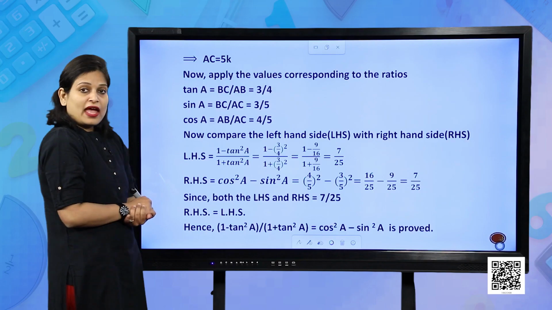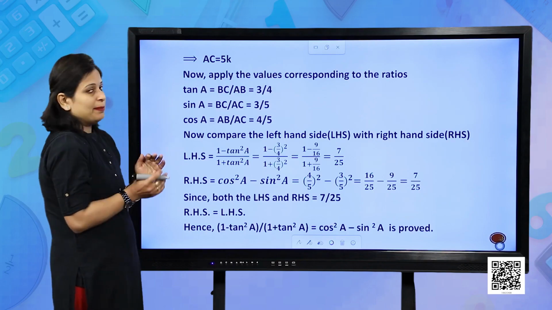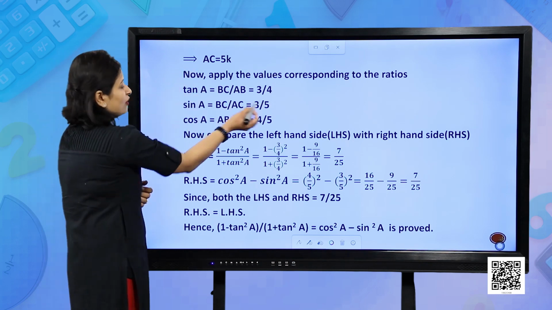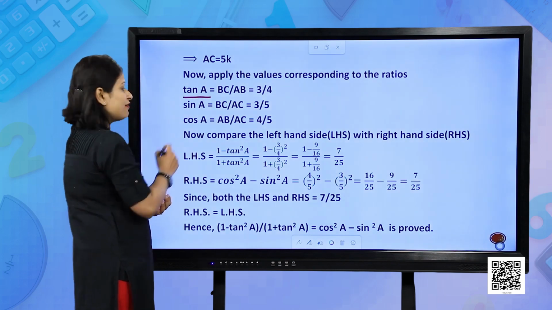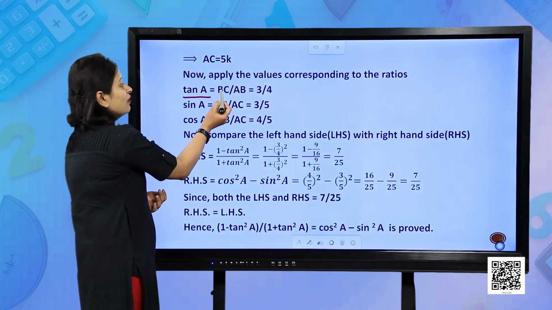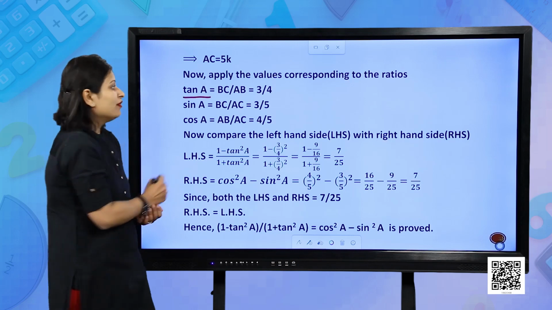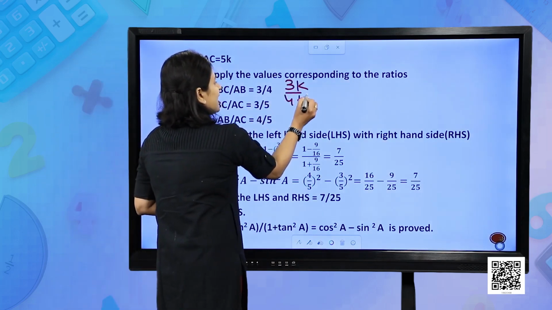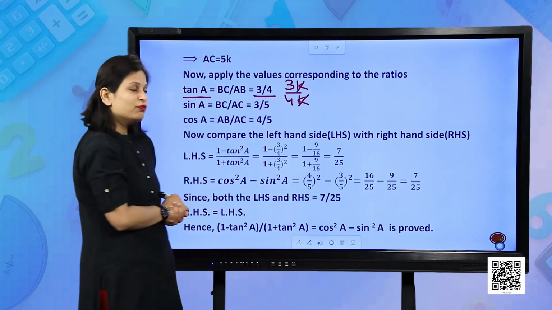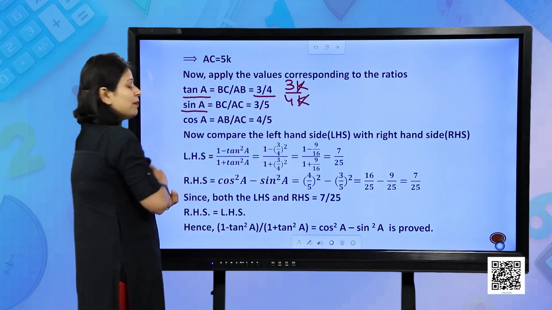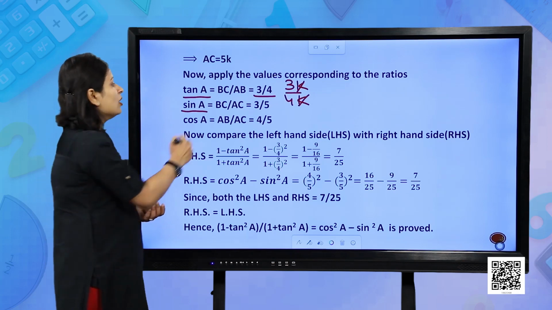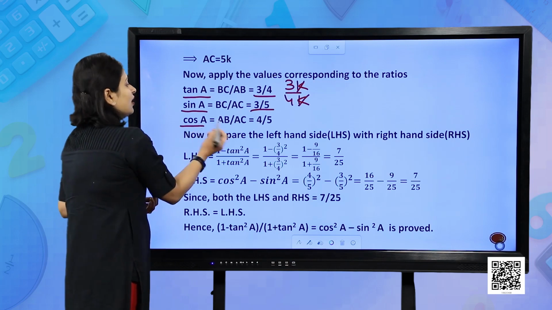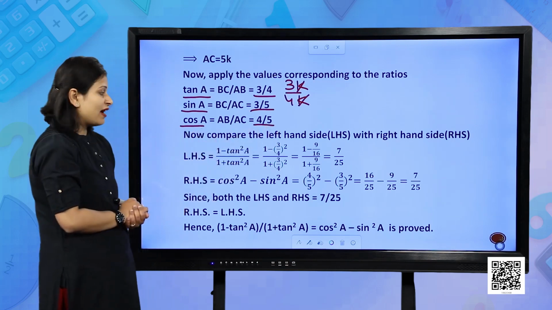Now, as you have the values of AB, BC and AC, you can substitute these values in the trigonometric ratio definitions, which is tan A, which is BC upon AB. So you will get 3k upon 4k, just cancel it out, you will get 3 by 4. Similarly, sin A is perpendicular upon hypotenuse, so BC upon AC, you will get 3 by 5. Cos A, you will get 4 by 5.